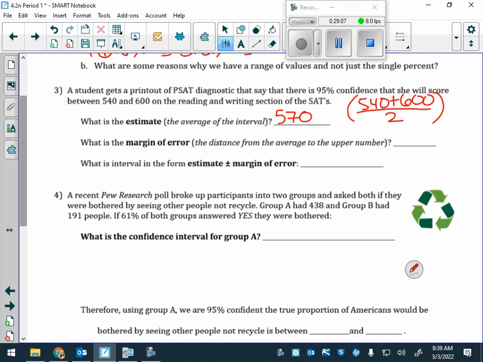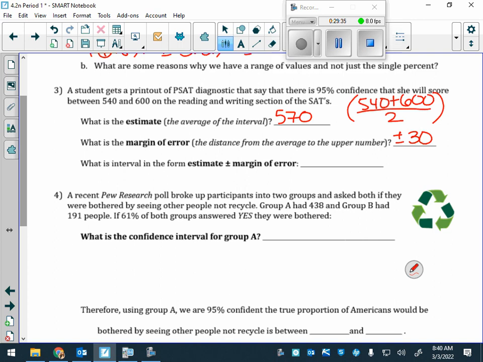So then, what is our margin of error? In this case, it wouldn't be a percentage. It would be an actual value. It's okay. That's all right. Emily? 30. How'd you get it? Good. So 30, plus or minus 30, because this was the range given to us already.